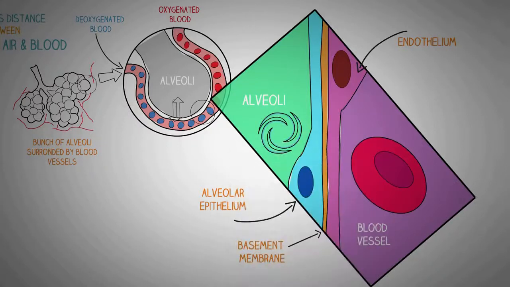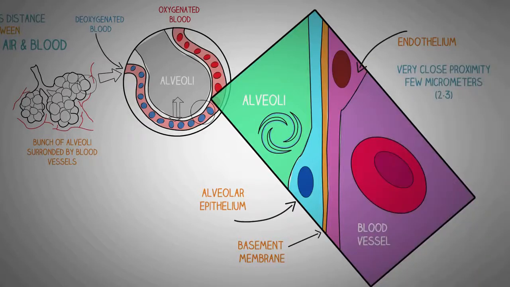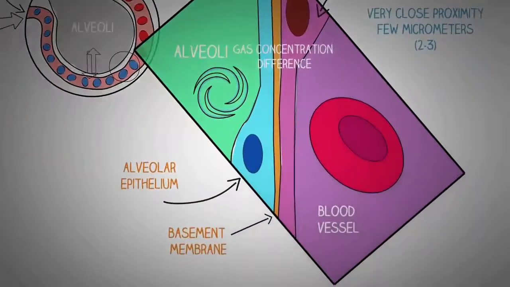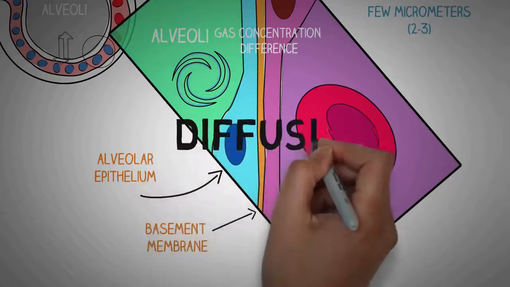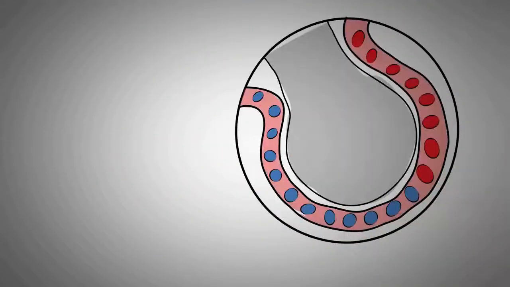So you can see clearly that the air that we inhale in the alveoli is in very close proximity, approximately a few micrometers, from the blood vessel. Here comes the role of the difference in the concentration of gases on either side. Most of you know that diffusion occurs due to the difference in concentration of a substance on either side.